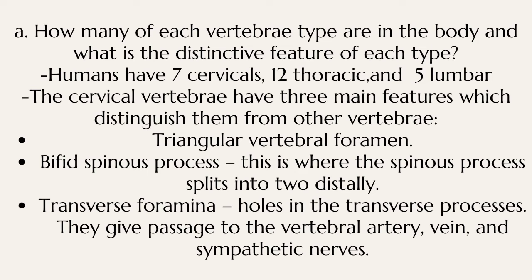The thoracic vertebrae have 4 features which distinguish them from other vertebrae. Number 1, the vertebral body is heart-shaped. The second is the presence of demi facets on the side of each vertebral body. These articulate with the heads of the ribs. Number 3, presence of costal facets on the transverse process. These articulate with the tubercles of the ribs. They are present on T1 to T10 only.